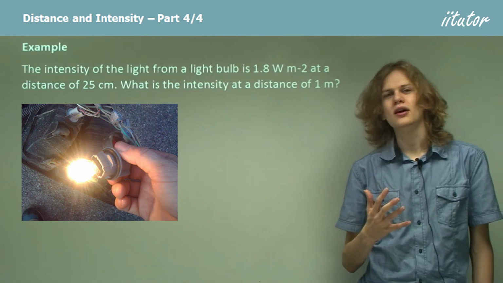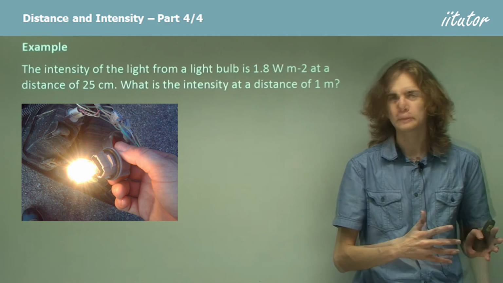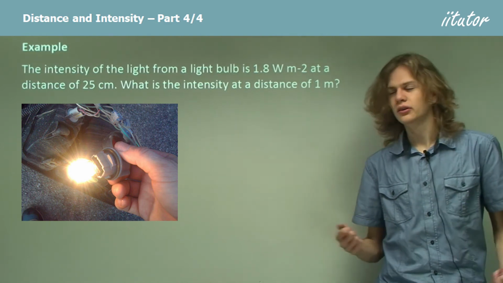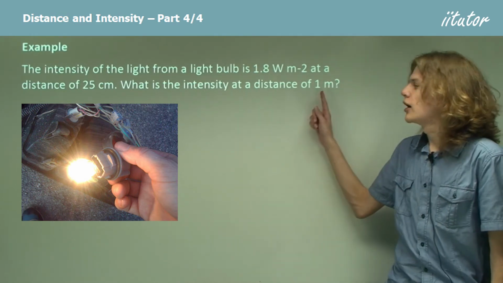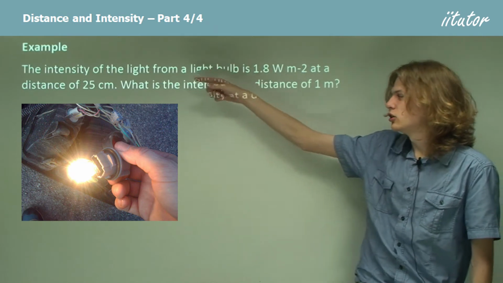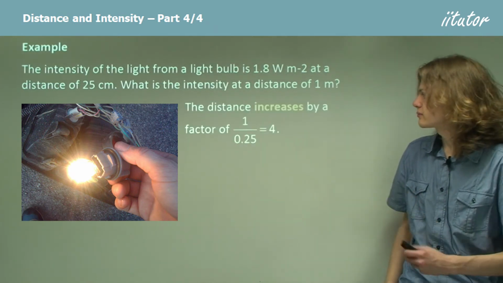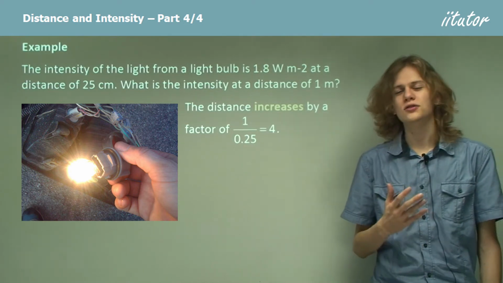Well, the first thing to figure out is how many times as far away we are. So are we twice as far away or 3 times as far away, or? Well, to get this answer, of course, all we need to do is divide 1 meter by 25 centimeters. And what do we get? We get, of course, 4. We are 4 times as far away.